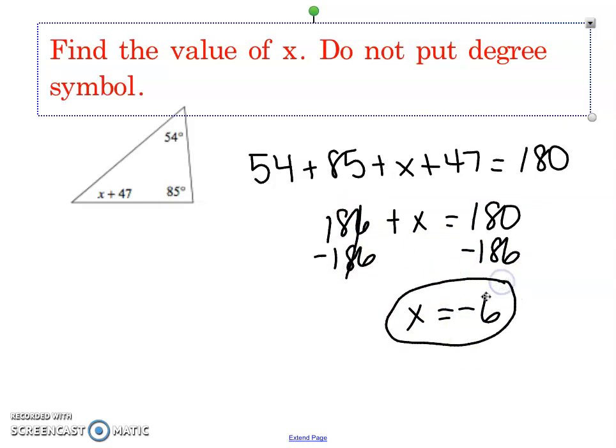Now you might say to yourself, wow, but how could x be negative? But when you substitute x back into this angle, you have -6 plus 47, so really the measure of this angle is 41 degrees. And you can actually check by now adding 41 plus 54 plus 85 to see that the angles of the triangle would be 180 degrees.